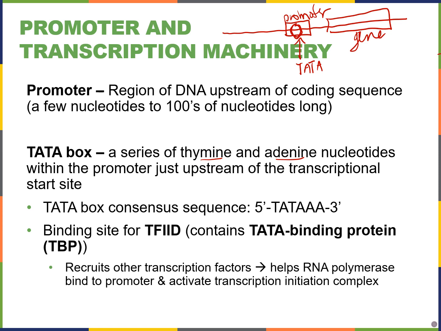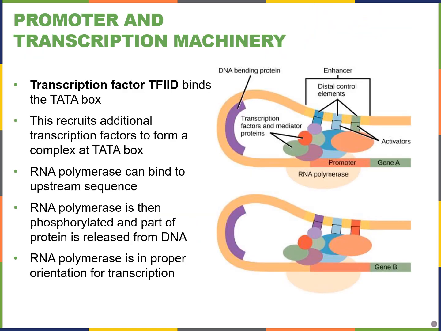Here is where the first transcription factor binds, which is known as TFIID, transcription factor 2D. This one happens to contain an area known as the TATA binding protein. So TFIID is the first transcription factor that will bind to the TATA box in that promoter region. And that's going to recruit other transcription factors. And all of these, once they're bound, will help RNA polymerase bind to that promoter and activate the transcription initiation complex.